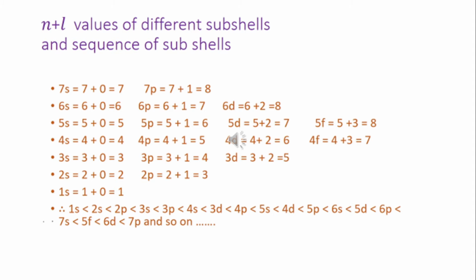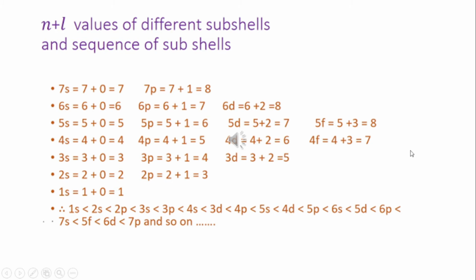That is, in 2p and 3s subshell, 2p will have lower energy because for 2p subshell n is equal to 2 and for 3s subshell n is equal to 3. So if both the subshells are having same n plus l value, then the one which is having lower n value will have less energy and that will fill first.